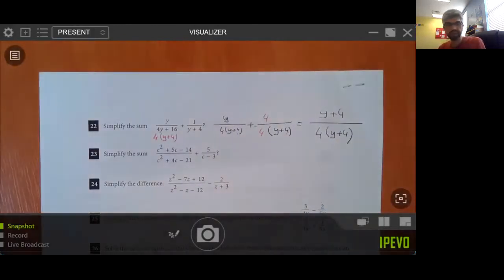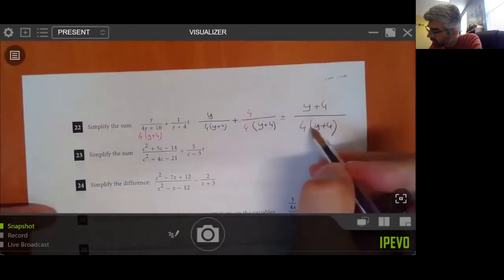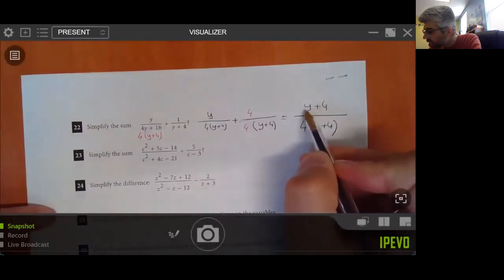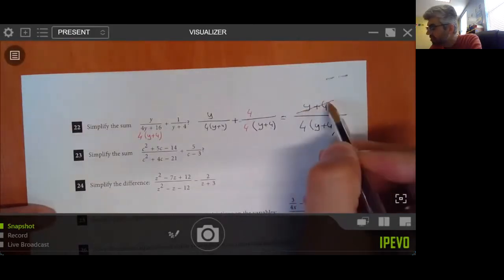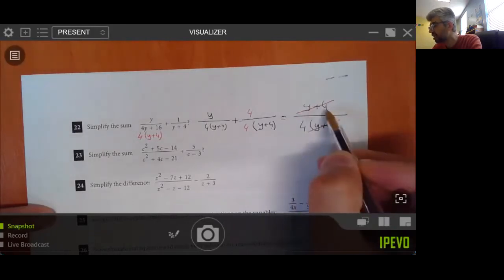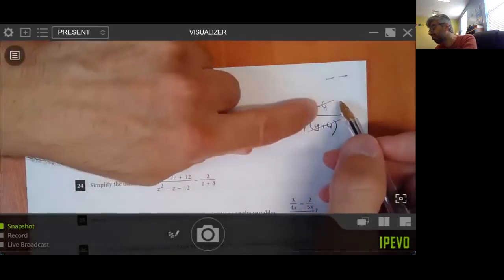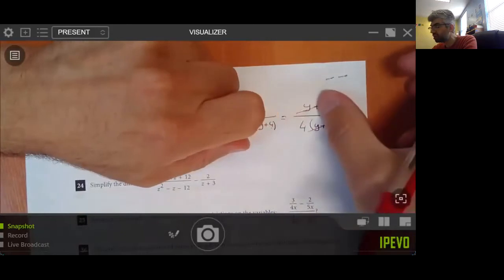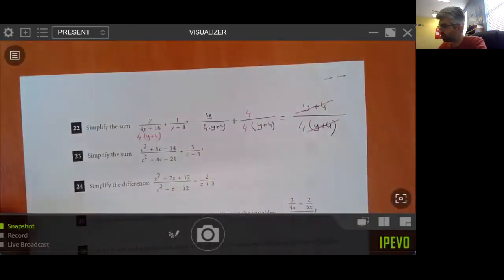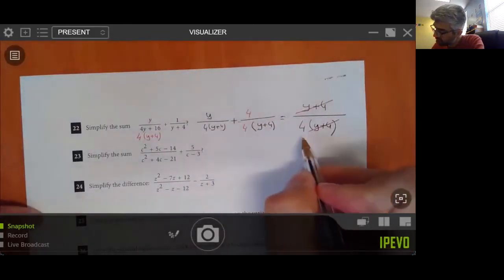Did we finish? No, because now we have one fraction and we can simplify it, right? Simplify what? Attention, the whole thing is a factor, so I can simplify it. I cannot simplify 4 or y separately, but together I can. And the final answer is 1/4. Okay.